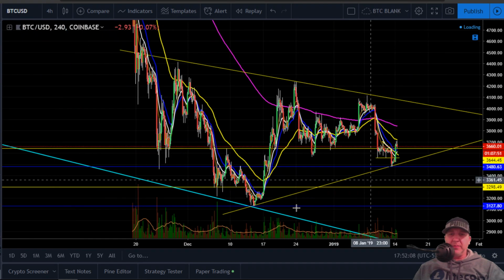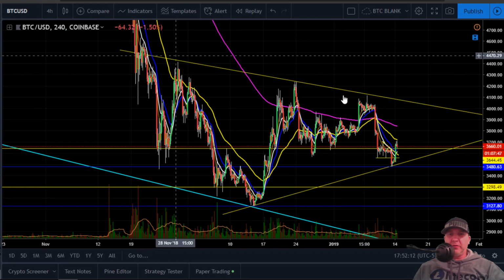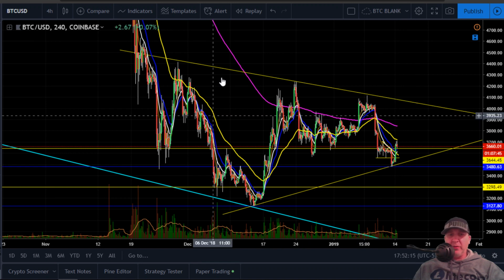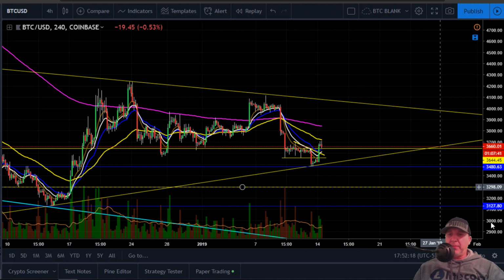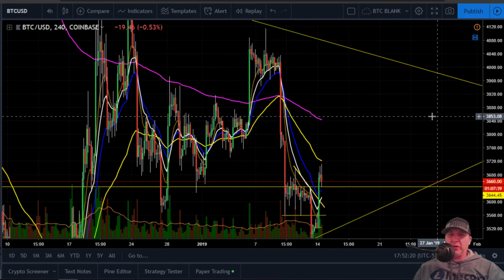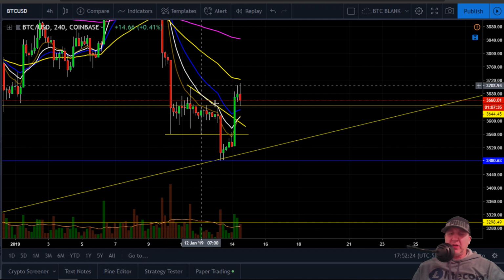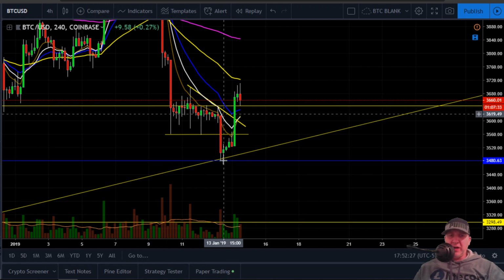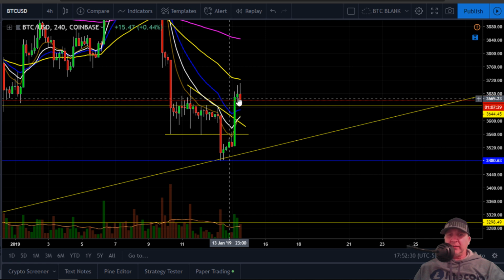Sorry about this. I'm going to try to make this video quick and to the point, but see this triangle here with the two yellow lines that we've been staying inside. Well, it looks like we found support at the bottom of it when we broke out of this smaller triangle. And I explained in my video this morning, a lot of times these are like a fake out. It'll break out to the downside and then break back on up through. And that's exactly what it did.